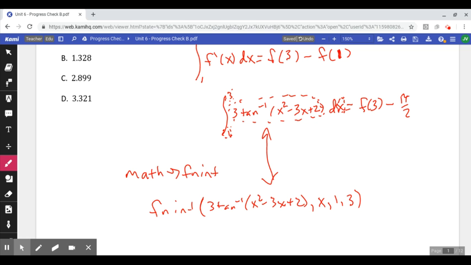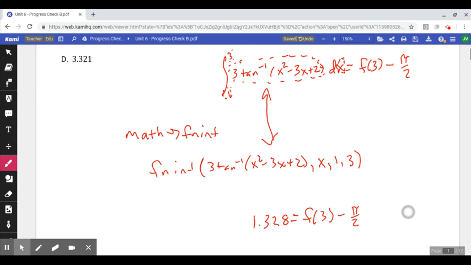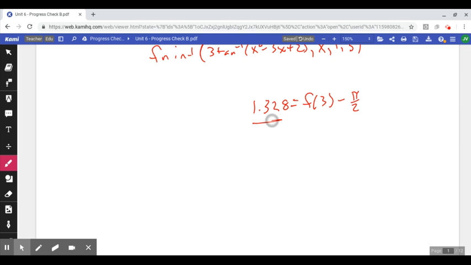Now, when you type that into your calculator, you're going to get about 1.328. So pause the video if you haven't already and see if you can get about 1.328. That's still going to be equal to f at 3 minus pi over 2. You do not need on the calculator portion to show your work for the antiderivative evaluated from 1 to 3. Use your calculator to do that. You can go straight from that step right down to this one right here.